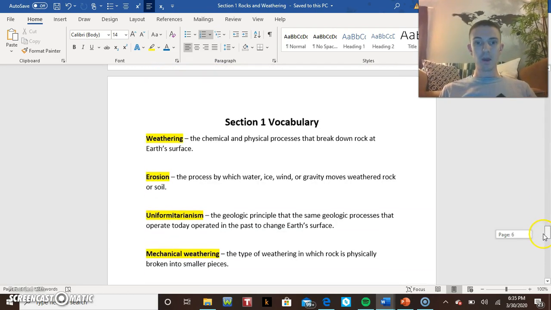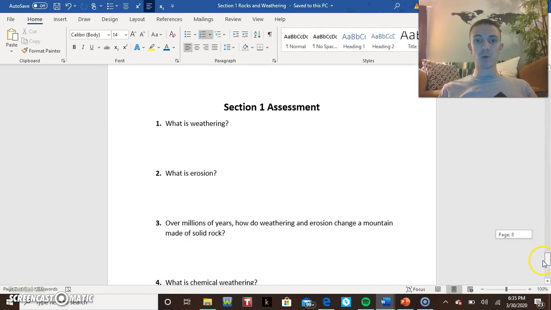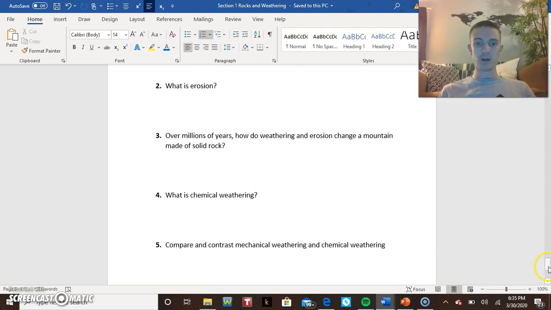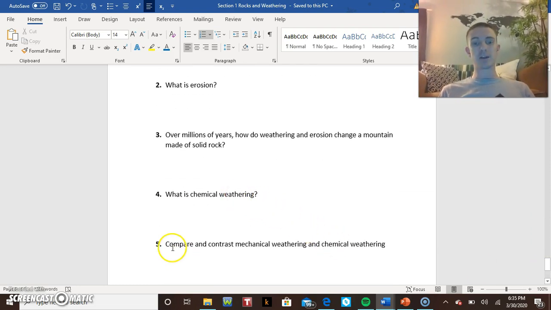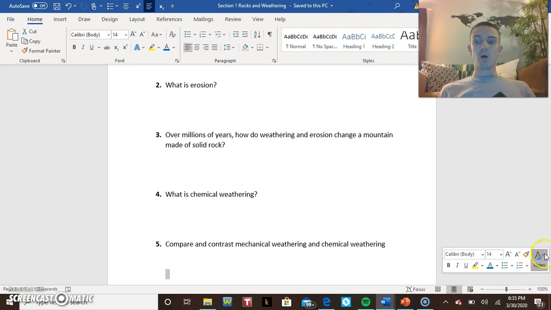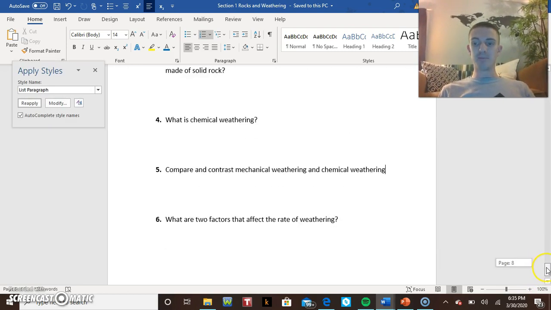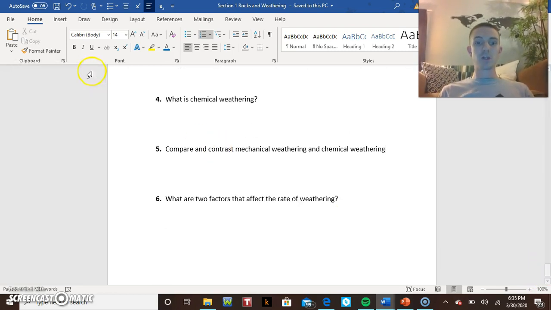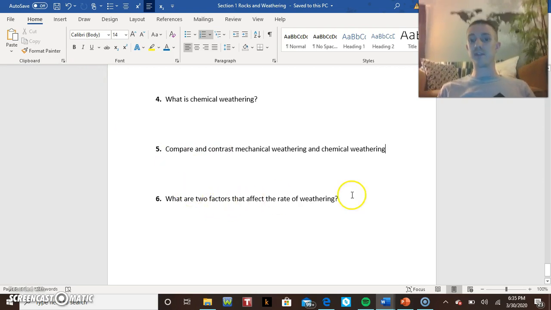the very bottom. You're going to read through the reading, and then you're going to complete question 1, what is weathering? 2, what is erosion? 3, over millions of years, how do weathering and erosion change a mountain made of solid rock? Question 4, what is chemical weathering? And question 5, compare and contrast mechanical weathering and chemical weathering. And number 6, what are 2 factors that affect the rate of weathering?